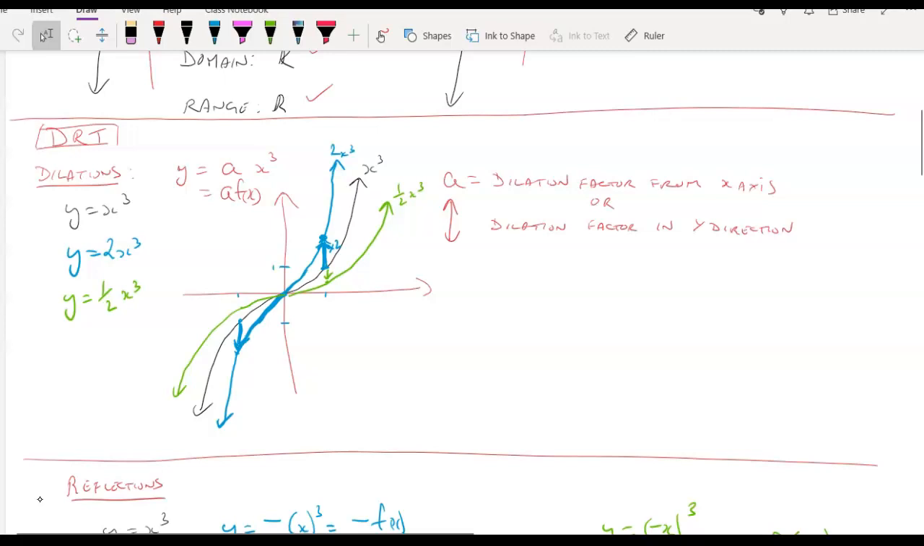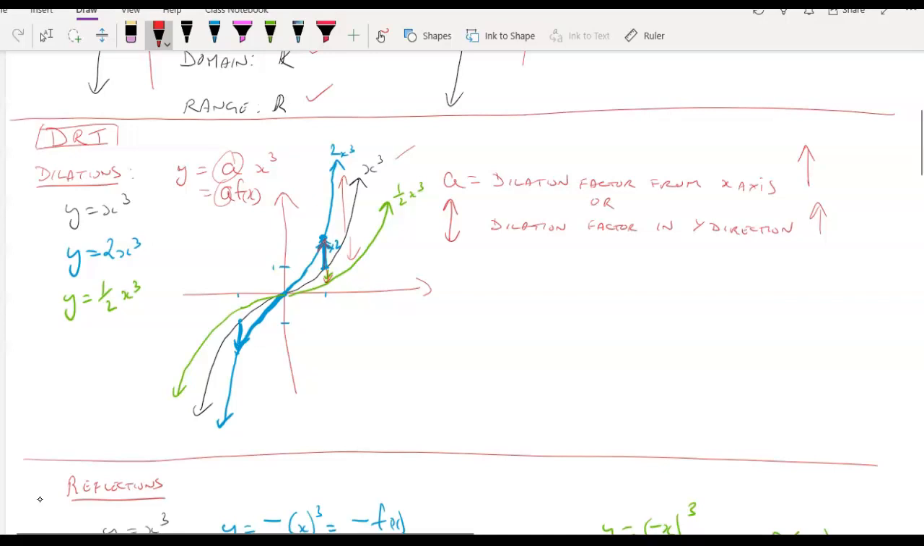If we put a number in front of the x cubed, like an a, that's like putting an a in front of the whole function, we are dilating those y values. a is a dilation factor from the x-axis, or in the y direction, and there I've drawn 3. The basic x cubed in black in the middle, 2x cubed, which has been stretched up by 2, and a half x cubed, which has been stretched down by a factor of a half. All points have gone up by 2 to get to the blue graph, or down by a factor of a half to get to the green graph.